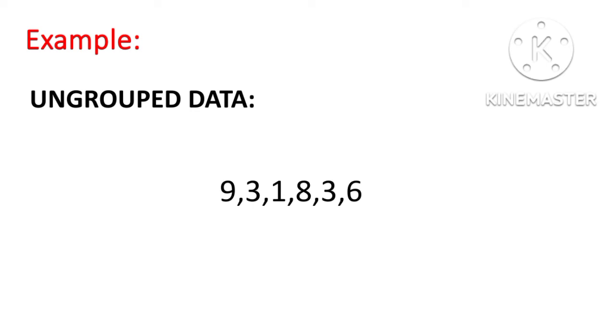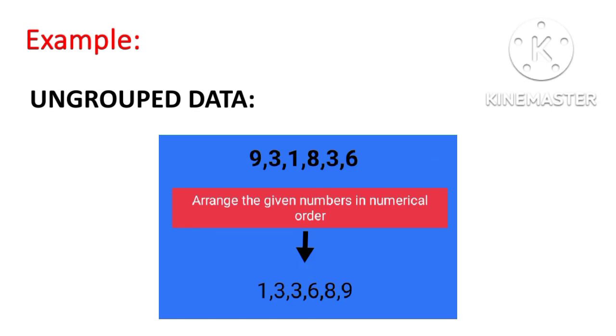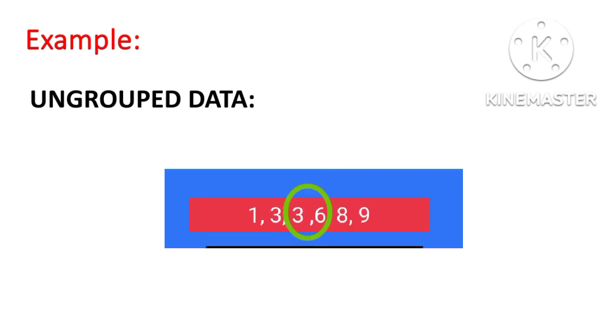From 9, 3, 1, 8, 3, 6 to 1, 3, 3, 6, 8, 9. Pick out the one in the middle. If there are two middle numbers, take the mean of those two numbers. In our given 1, 3, 3, 6, 8, 9, here we have two middle numbers.